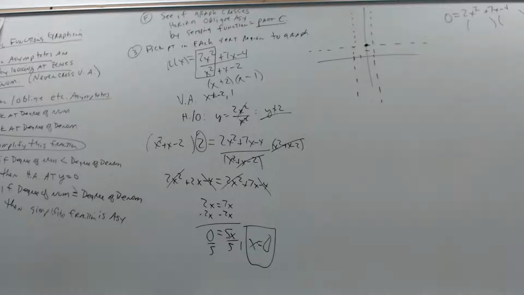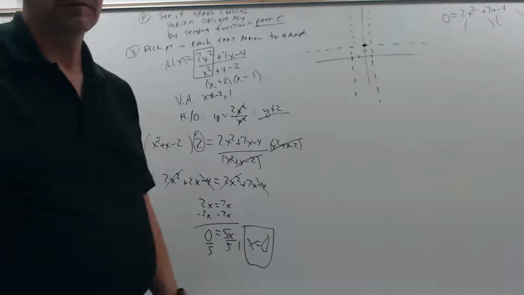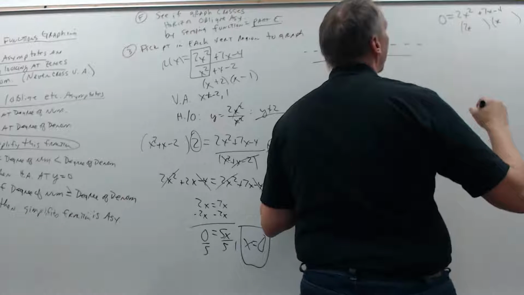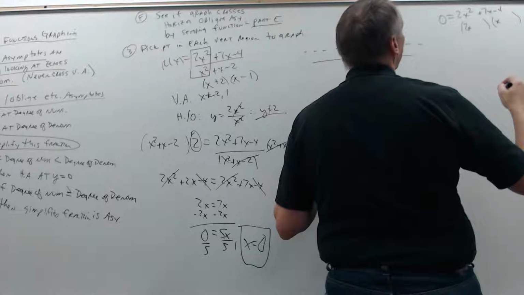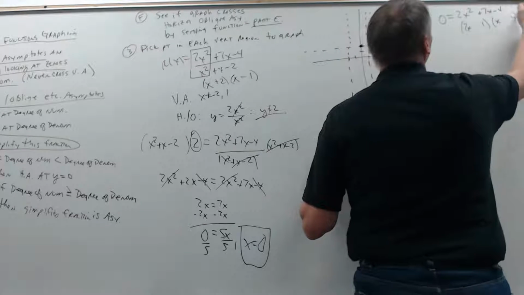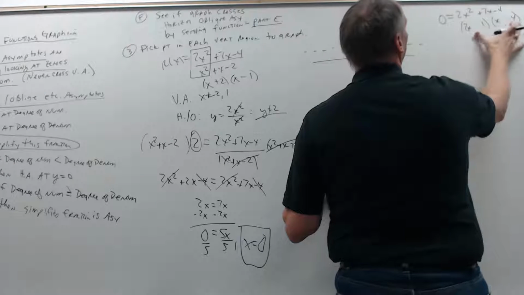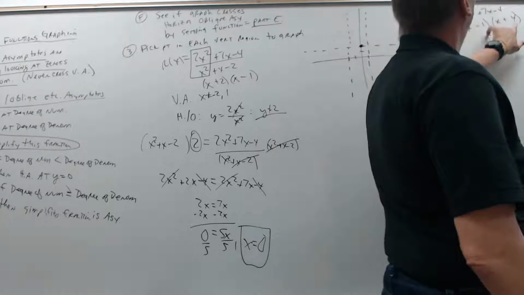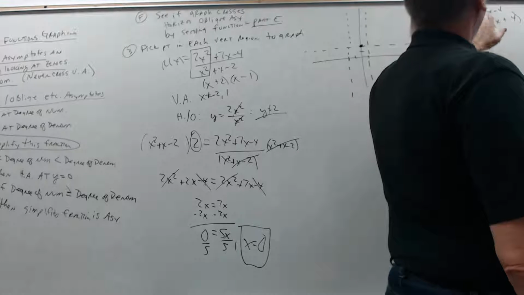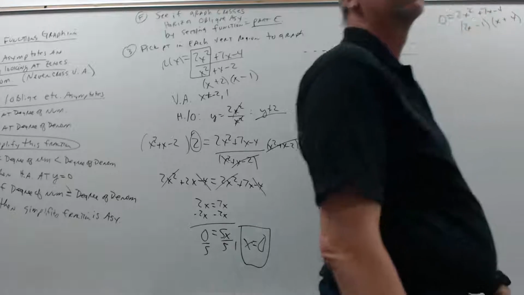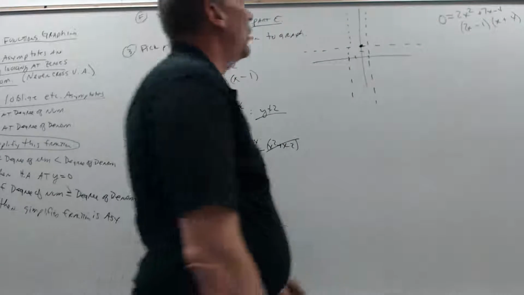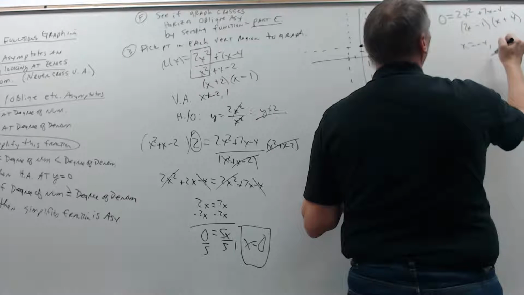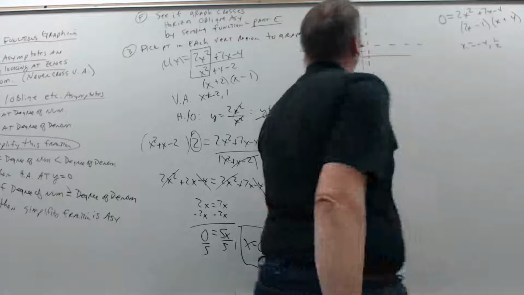What factor? Let's try 2x and x. And 2 and 2. How about 1 and 4? Yeah, 1 and 4. Plus and minus, right? 2 times 4 is 8x, minus x is 7x, negative times positive is negative. Okay? So x equals negative 4, positive 1/2.